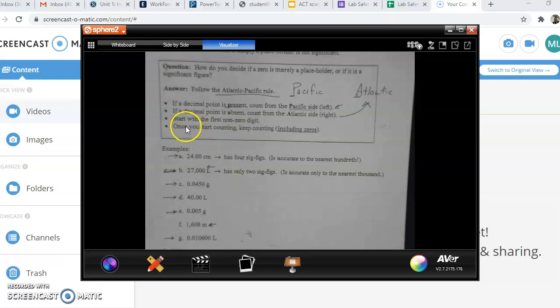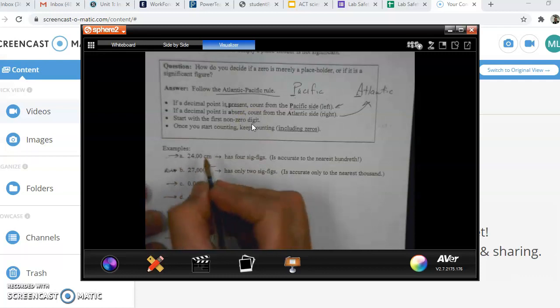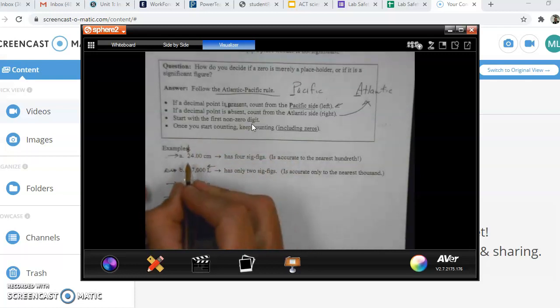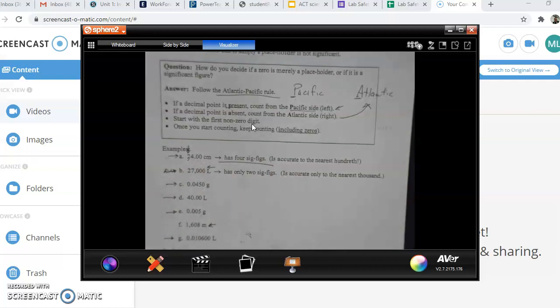Now, once you see here, start with the first non-zero digit. So here we're going to count from the left because the decimal was present. And we're going to start here at the first non-zero digit. Once you start counting, do not stop, do not pass go, do not collect your $200. So we're going to start here: 1, 2, 3, 4. So that's why this has 4 significant figures.